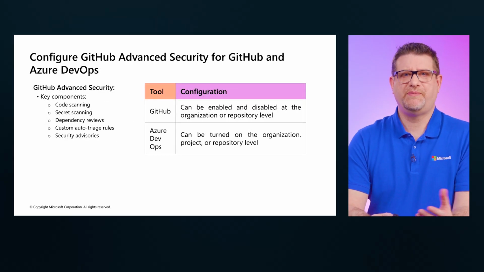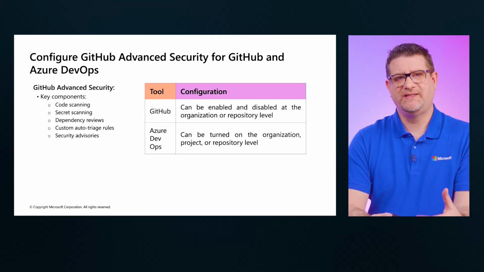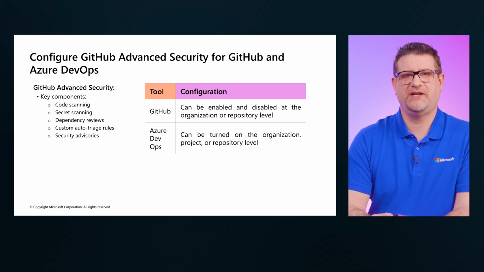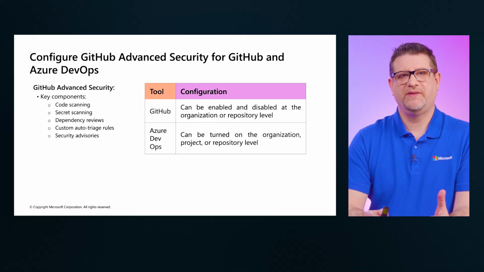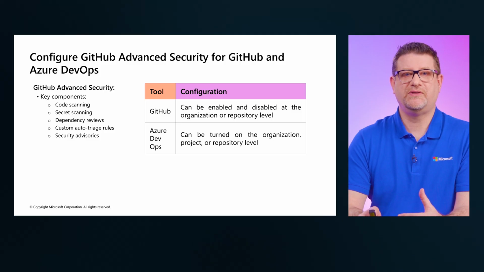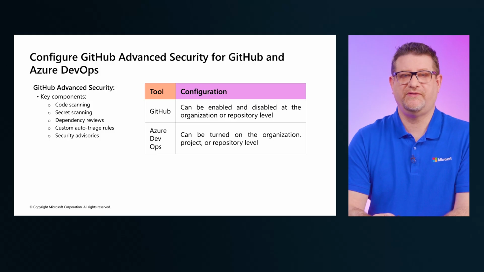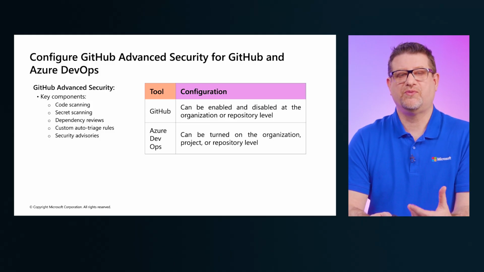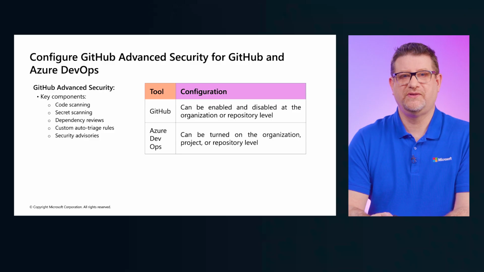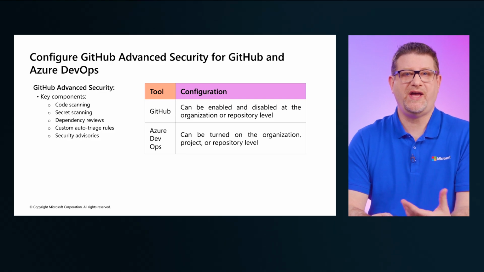GitHub Advanced Security brings powerful protection to our code repositories by continuously scanning for vulnerabilities, secrets, and risky dependencies. In GitHub, these security features like code scanning, secret scanning, and dependency reviews can be enabled or disabled at the organizational or repository level. For public repositories, Advanced Security is always on, providing automated alerts and actionable insights directly within the GitHub interface. This means our development teams get real-time feedback about potential security issues, helping us fix problems before the code goes live.